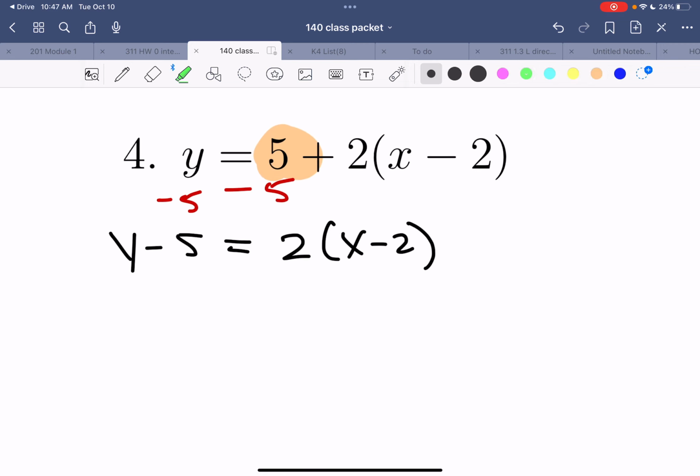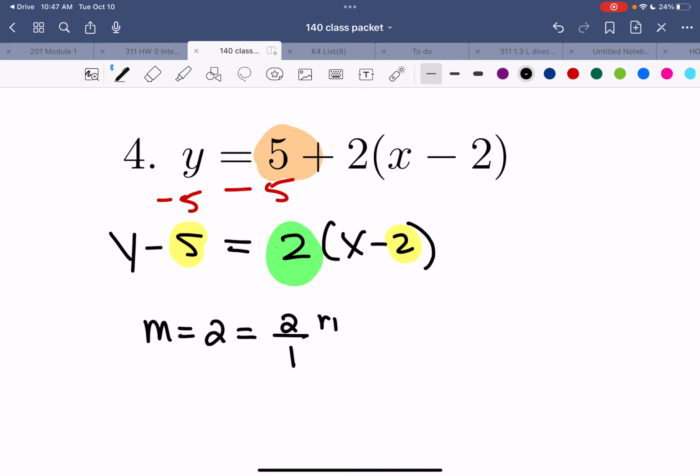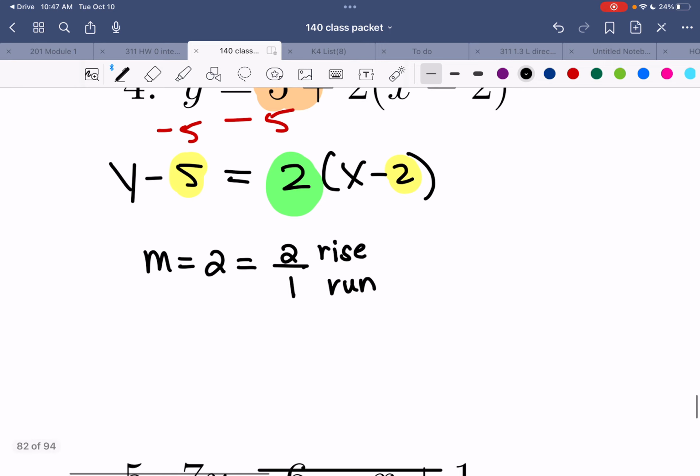Then it's in the right format, and this looks like our point slope form. So our slope is the thing sitting in front of the x minus 2. And our point is the 2 and the 5. So this means that our slope is 2. And I'm going to write it as a fraction. So 2/1. And that's your rise over your run. And then your point here is 2, 5.